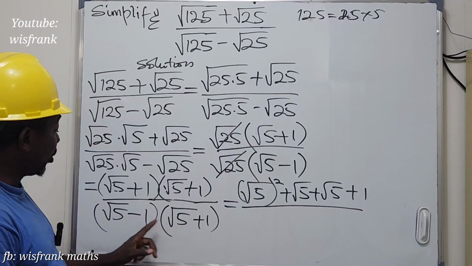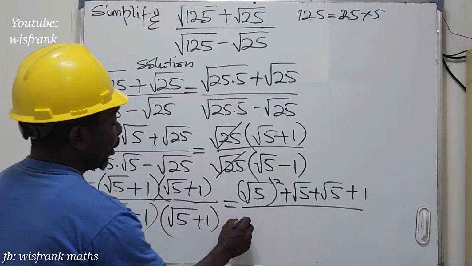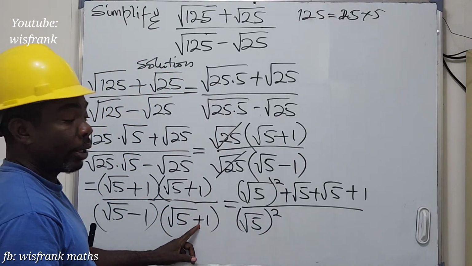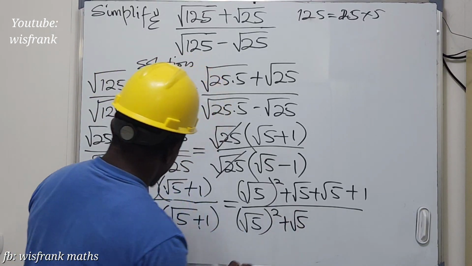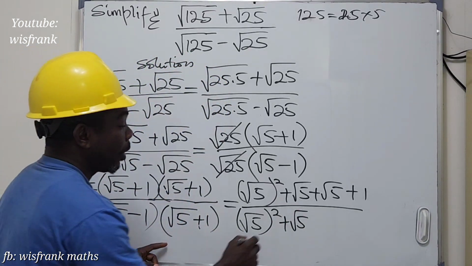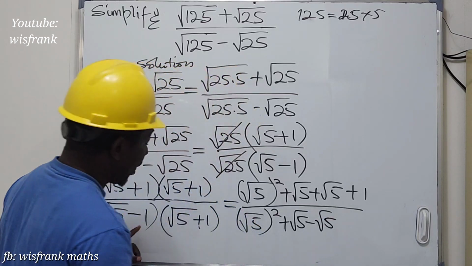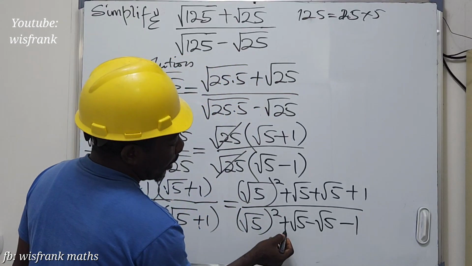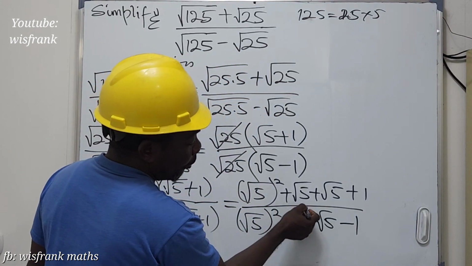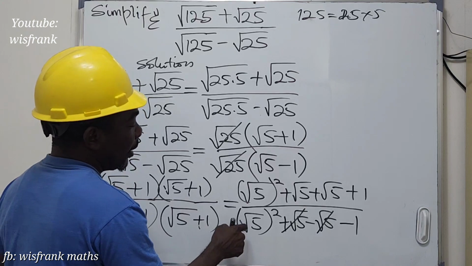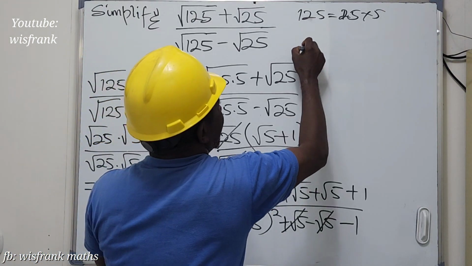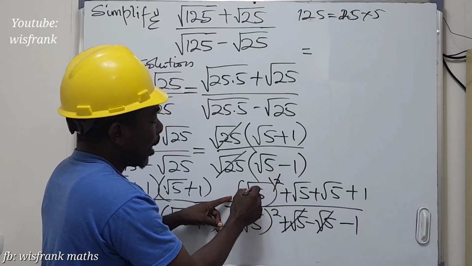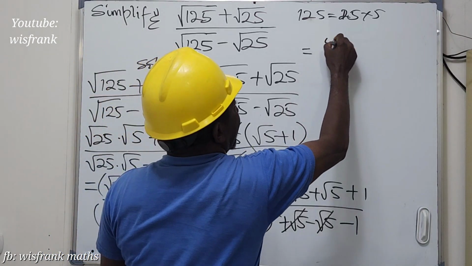Now the denominator. The square root of 5 times the square root of 5 gives us the square root of 5 to the power of 2. Then the square root of 5 times 1 gives us plus the square root of 5, and minus 1 times the square root of 5 gives us minus the square root of 5. Then minus 1 times 1 gives us minus 1. Here we can see that plus the square root of 5 cancels minus the square root of 5. The power of 2 cancels the square root, so we are left with 5.